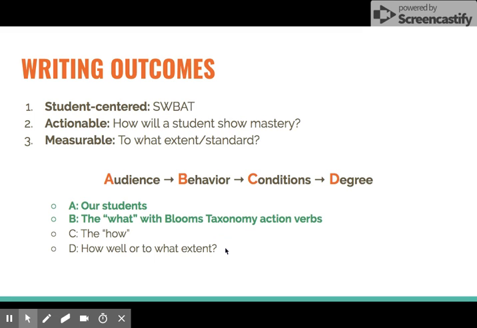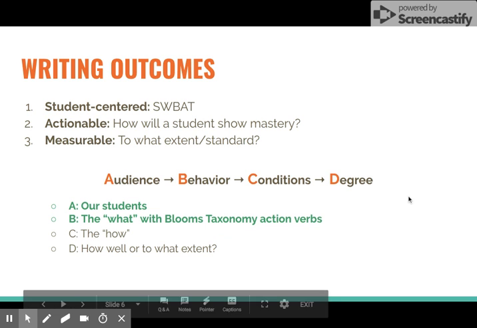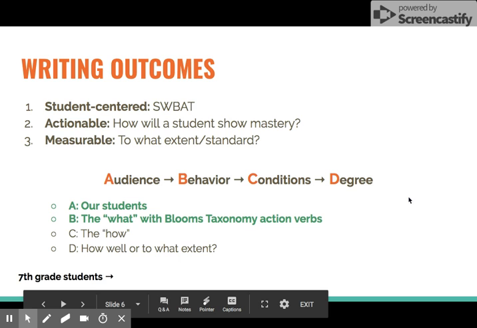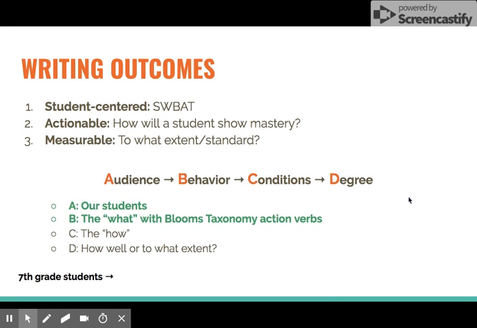So it's pretty straightforward. A, B, C, D: audience, behavior, conditions, and degree. So A is for audience, that's our students, right? So seventh grade students. The B is for behavior. So if we refer to Bloom's taxonomy, there's the action verbs, and we just choose what we want them to do. So for this example, seventh grade students will identify poetic devices. Identify is one of the actionable verbs.